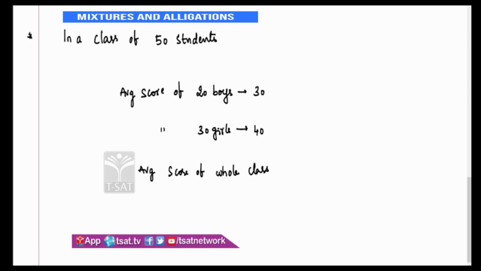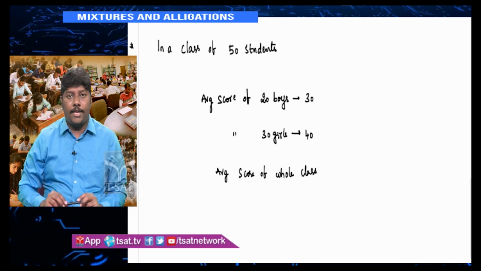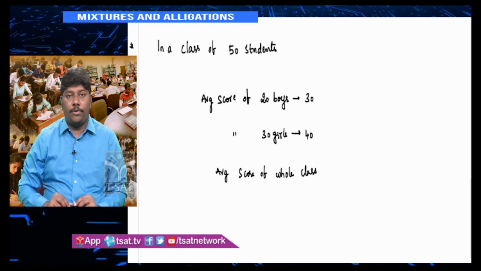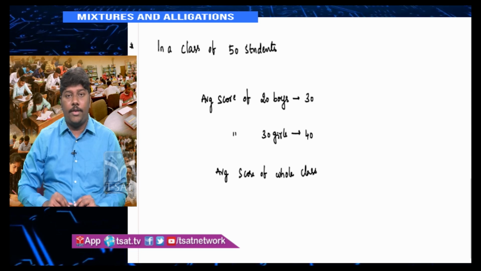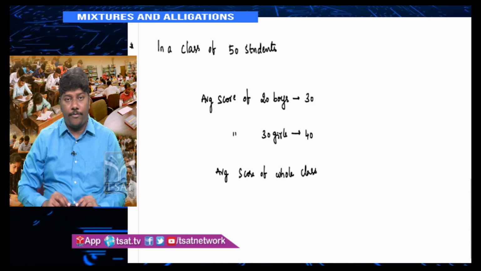So see here, this is actually the basic of your mixtures and alligations concept. You call it grouping. First try to do it normally, then we'll explore the concept of mixtures and alligation using this example. Now everyone knows how we find the average of the whole class. Average means sum of observations by number of observations. So you have to find the total score of boys and total score of girls, and divide it by the number of members in the class.